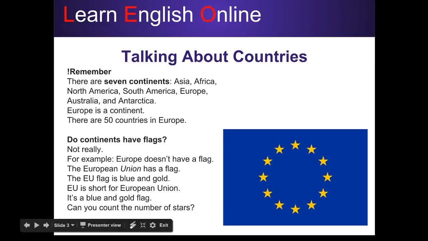Now, the EU flag, and EU is short for European Union. It's an abbreviation. EU, E, European, U, Union. The EU flag is blue and gold. It's a blue and gold flag, but it has a pattern on it. It has a circle of yellow or gold stars. Now, can you count the number of stars? 1, 2, 3, 4, 5, 6, 7, 8, 9, 10. Oh, 1, 2. Now, that's not how we count.